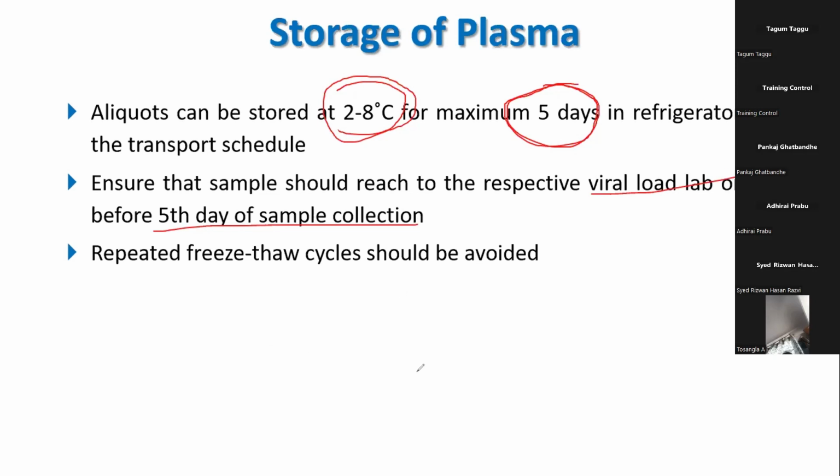And repeated freeze-thawing should be avoided. This is not freezing, but still, putting the samples in the refrigerator and again bringing them out and again transferring them into a 2 to 8 degrees container, this has to be avoided. Make sure the stable, continuous 2 to 8 degrees temperature is maintained.